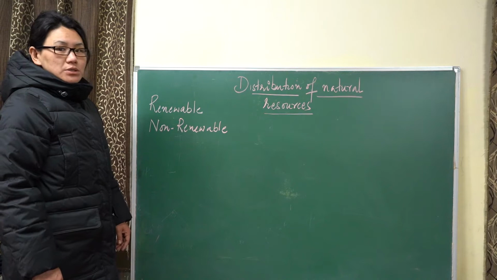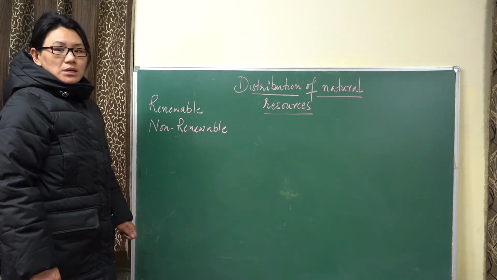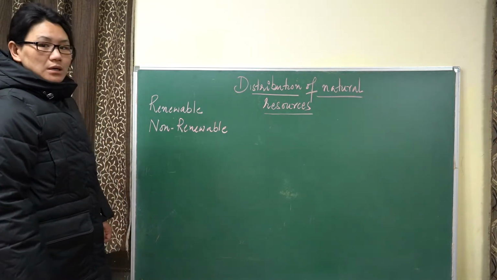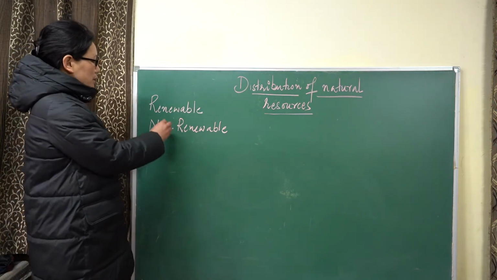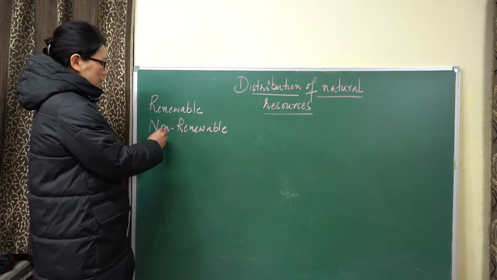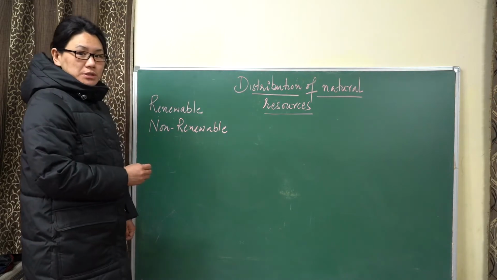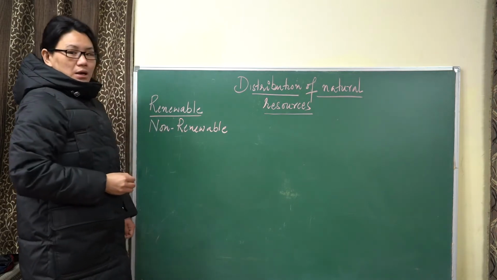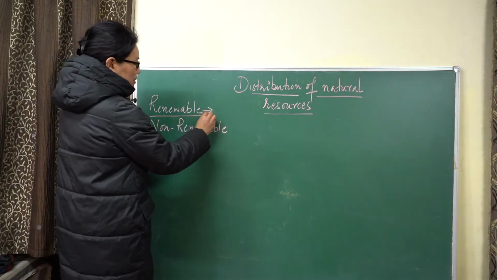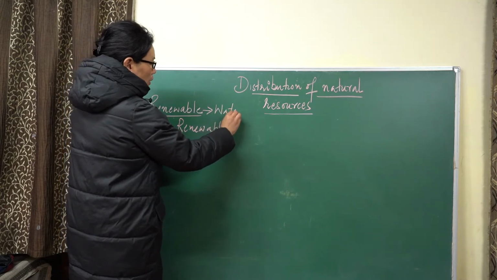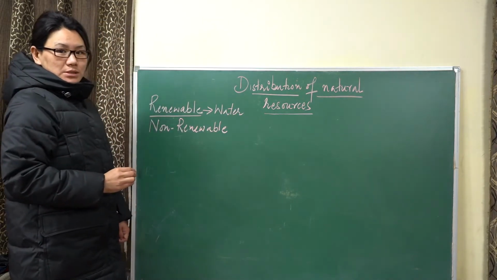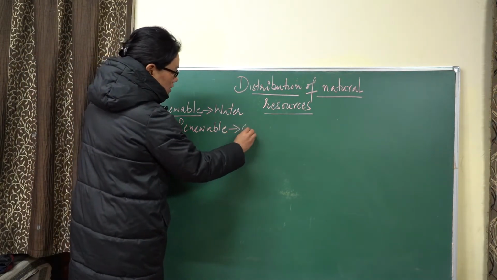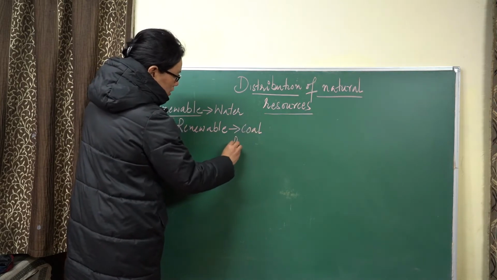Distribution of natural resources. Now in this, I'll take up a few examples. We have seen before about renewable resources and non-renewable resources. In this, I will take up one example, water resources. And under non-renewable resources, I will take up coal and petroleum.